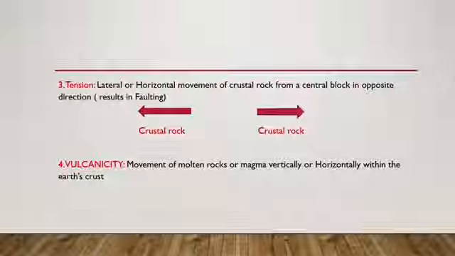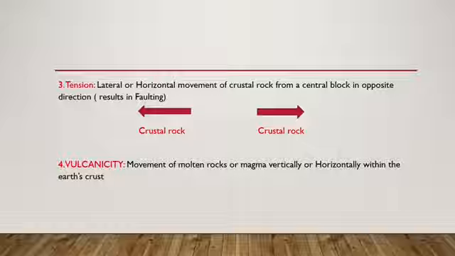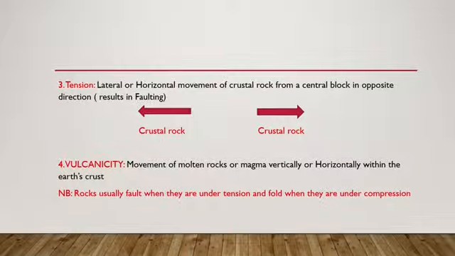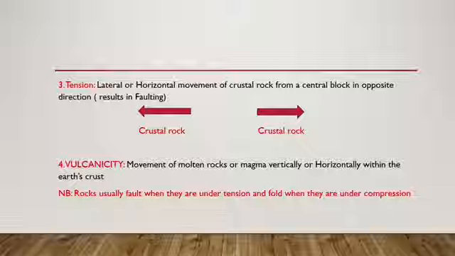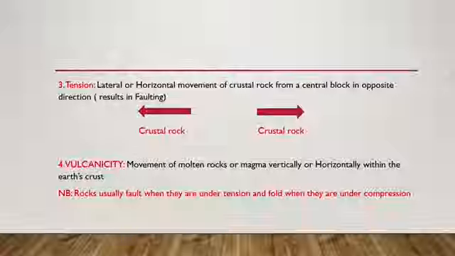So volcanicity is just the movement of molten rocks or magma vertically or horizontally within the earth crust, whilst volcano is a landform, a mountain or a hill through which molten materials erupt, or through which magma erupts. So volcanicity is a process, volcano is a landform. Very good. So now we've been able to identify the forces that cause movement within the earth crust.